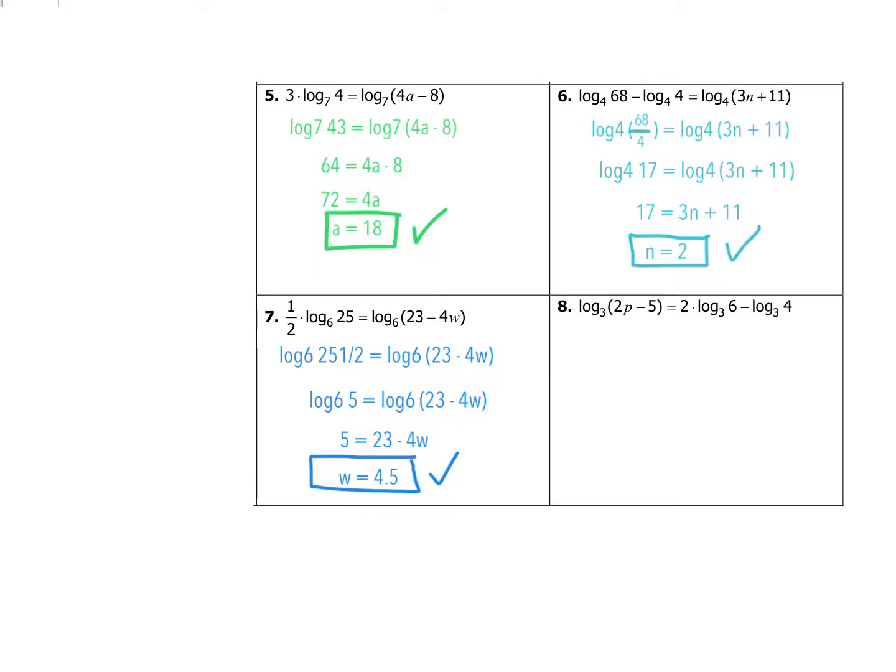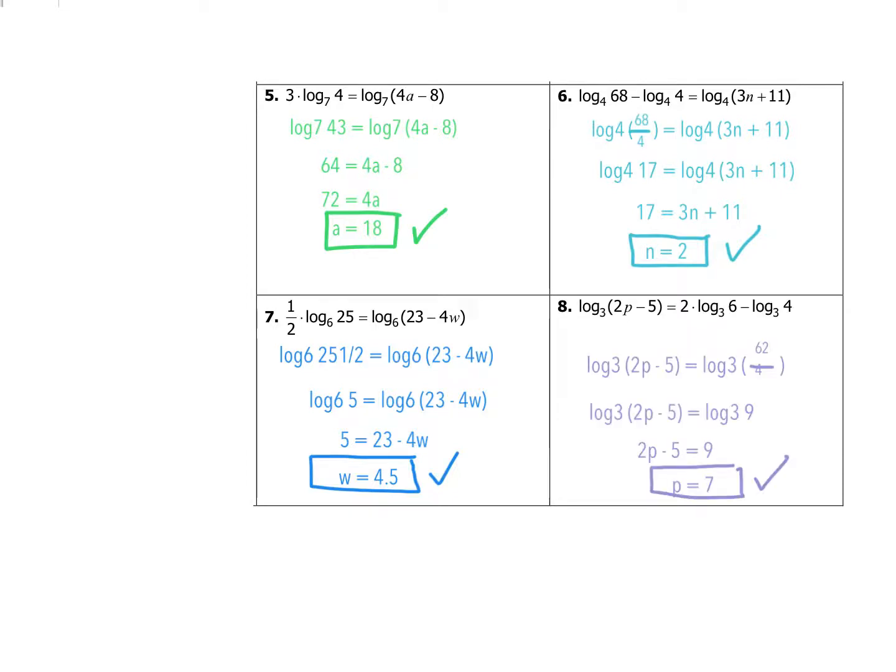4w. So using the one-to-one property, I'm able to just set those values equal to each other, and then I subtracted 23 and divided by -4, and I got w equals 4.5. When I plug 4.5 back in, I get a positive value, so I know that that is a solution. All right, go ahead and pause the video, and I'd like you to try number 8 on your own.